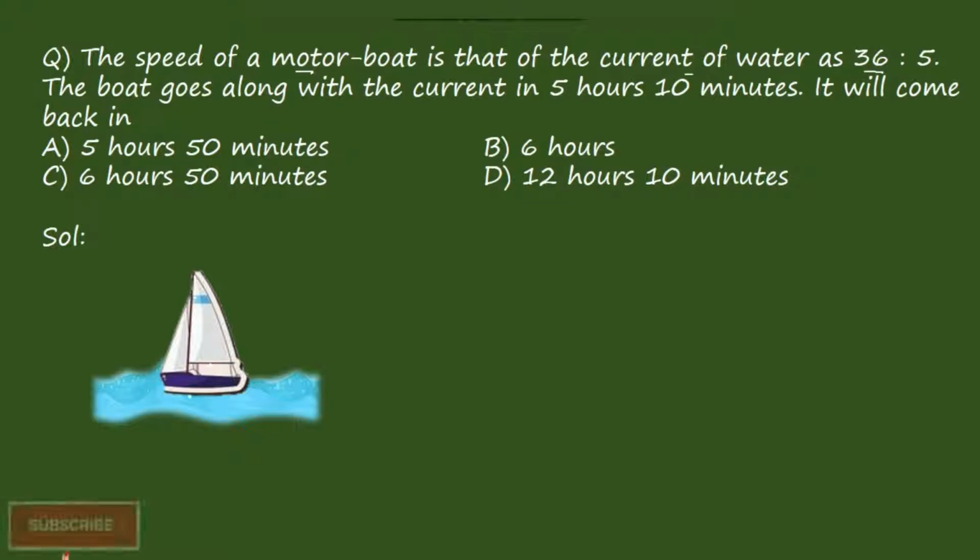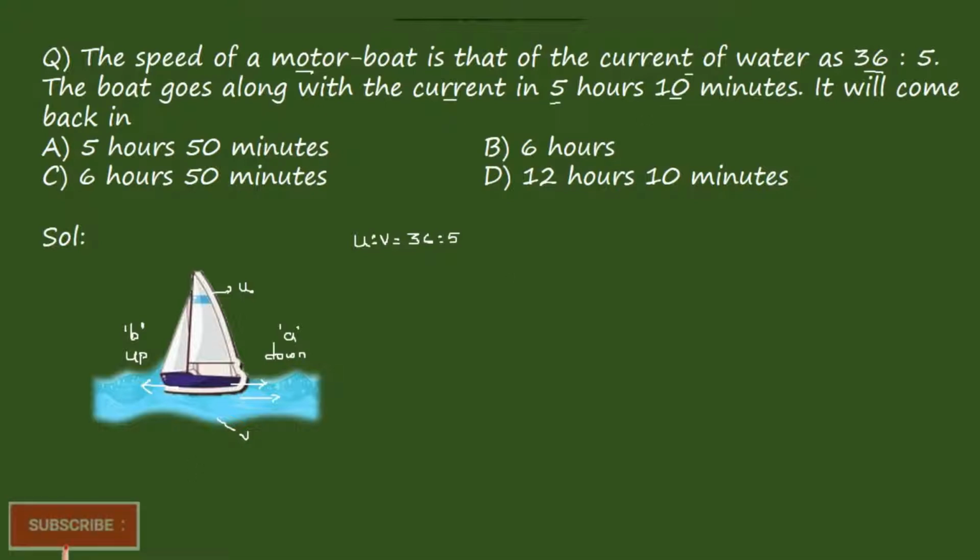Okay, if you consider a motor boat on a stream, and the direction of the motor boat is the same as the stream, then it is called downstream. If the boat is moving in the opposite direction of the stream, then it is called upstream. Consider the speed of downstream as A, speed of upstream as B, speed of the boat as U and speed of the stream as V. Then it is given that U is to V is equal to 36:5.